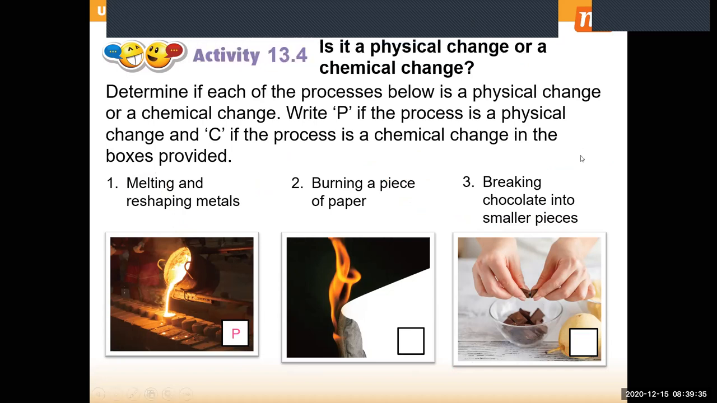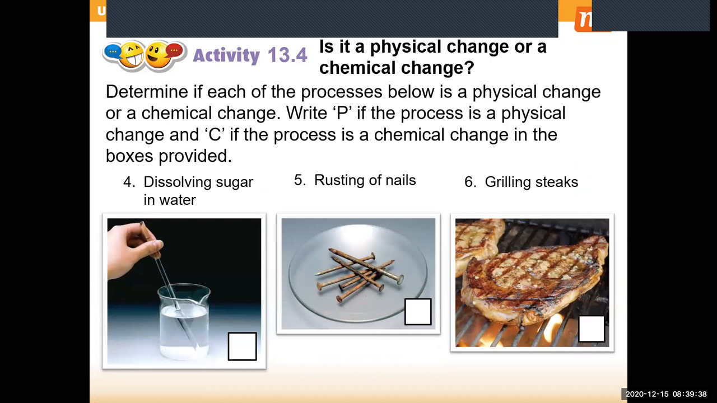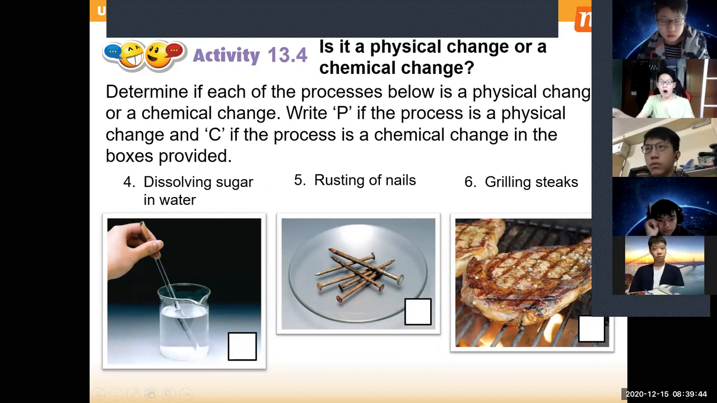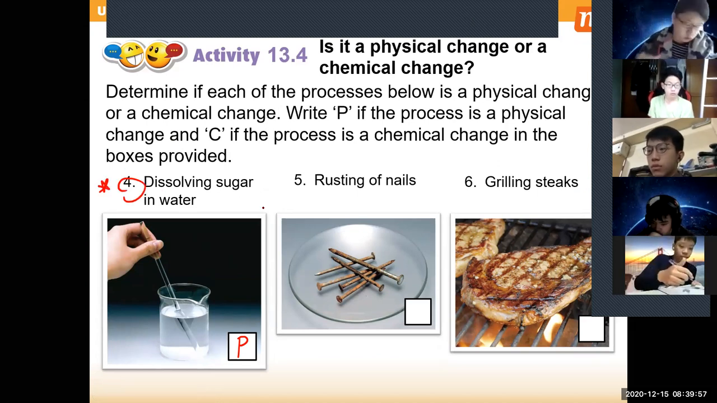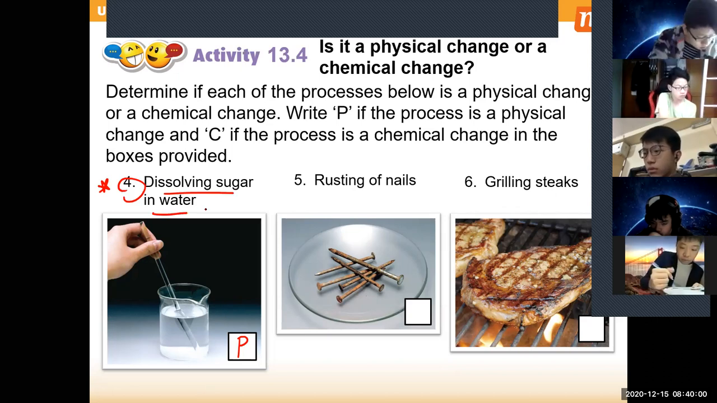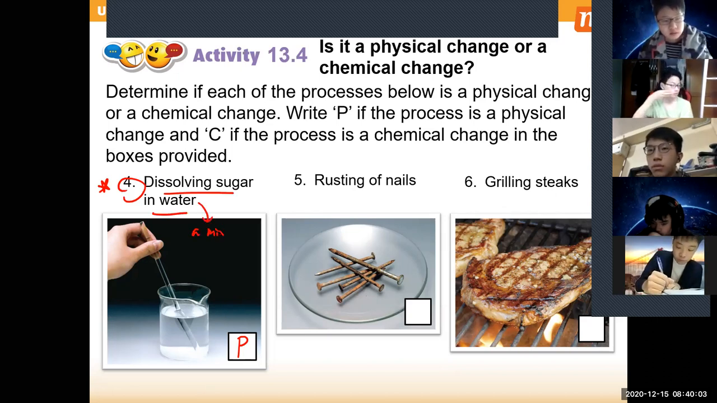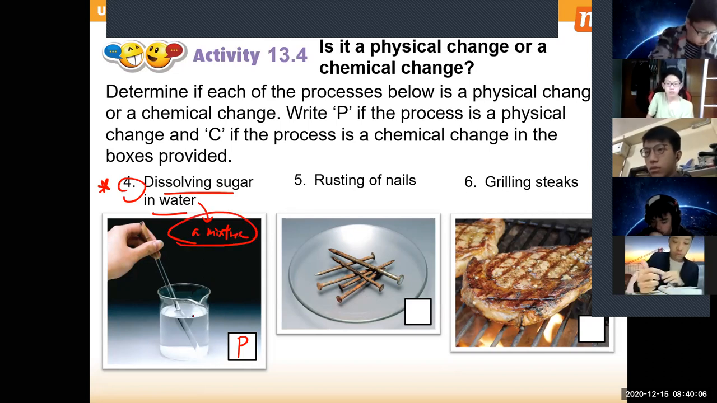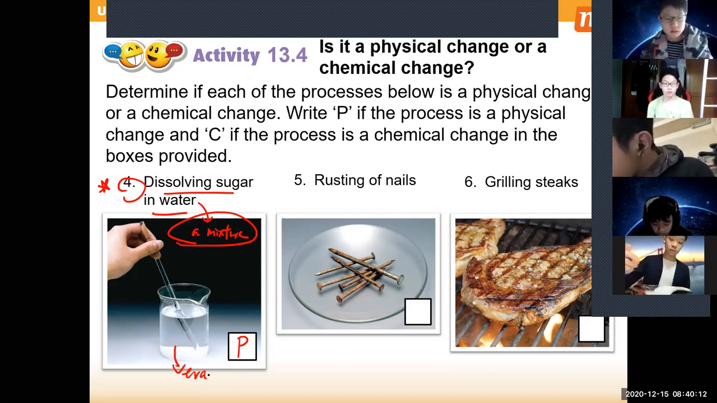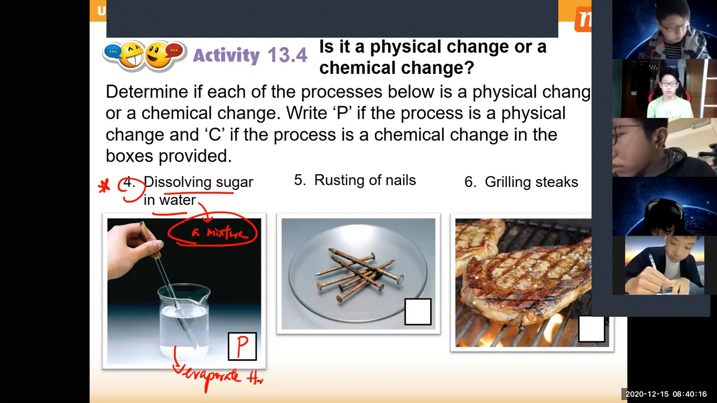So how about number four? Dissolving sugar in water. I think it is physical. It's a physical change, right? In dissolving sugar in water, it is what they call a mixture. So how do you know that it's a mixture? Can we separate it so easily? The answer is yes. If you want to evaporate the water away, what is left behind?